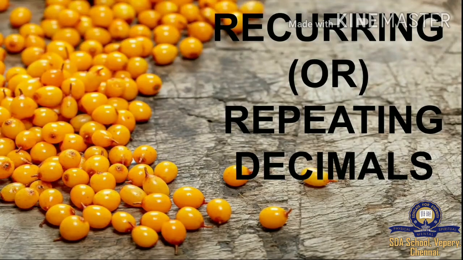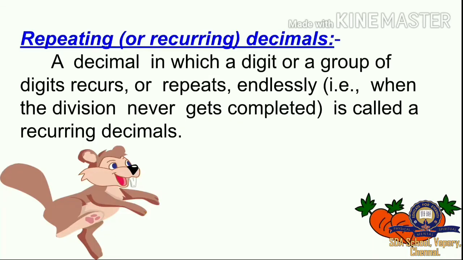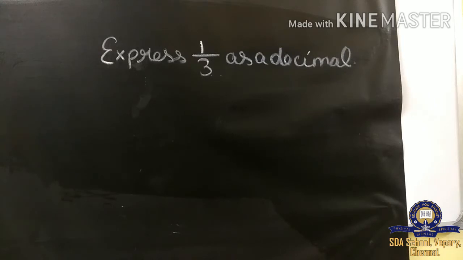Next, recurring or repeating decimals. A decimal in which a digit or a group of digits recurs or repeats endlessly, that is, when the division never gets completed, is called a recurring decimal. Let's see one example for repeating or recurring decimals.